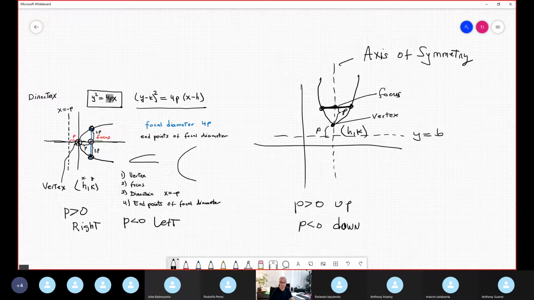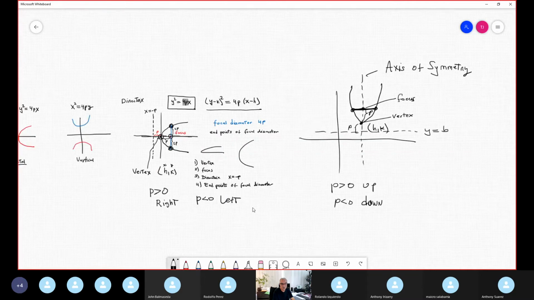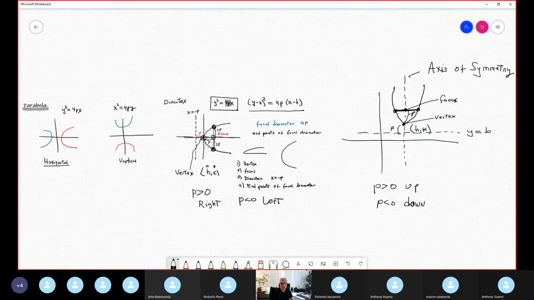No omission. Omission, no credit. Vertex, focus, two endpoints for the focal diameter, and directrix. And in what direction does it open, and whether it's a vertical or horizontal parabola. Correct? Is the theoretical part clear? Guys, answer me.